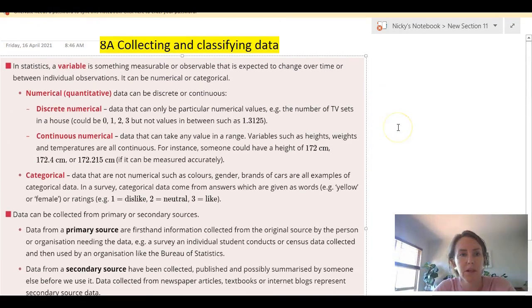Hey everybody, I've got the first video of term 2 today, and we are starting term 2 with looking at statistics and probability. So throughout this term we're going to look at types of data, how to display that data, what is the best way to display different types of data, and also reading information from graphs and tables.